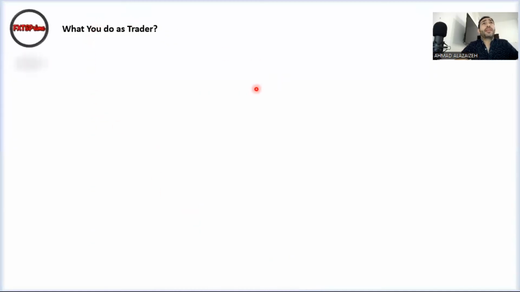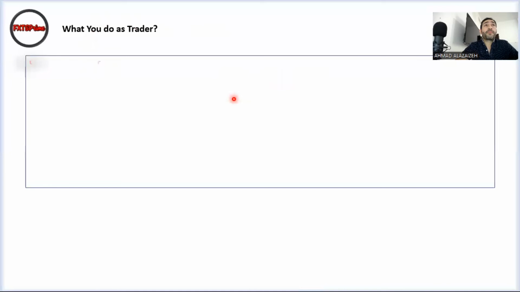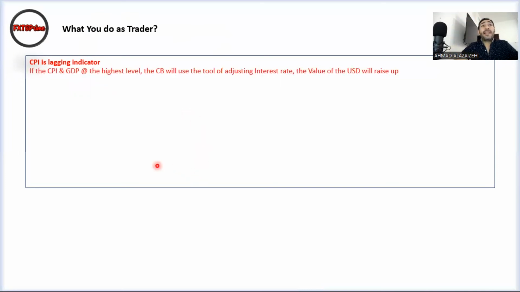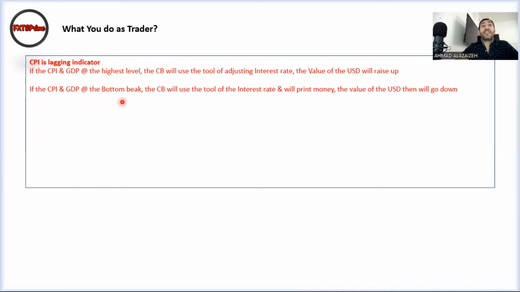So now what you need to take as a trader from this video. First of all, you need to understand that the CPI is a lagging indicator. It's not something that will tell you something about the future. And if you have the CPI and the GDP at the highest level, the central bank will use the tool of adjusting the interest rate and the value of the USD will rise. However, if the CPI and the GDP are at the bottom, the central bank will use the tool of interest rate and will print money. The value of the USD then will go down. The short-term economy cycle will take 2 to 4 years, and that is as follows.